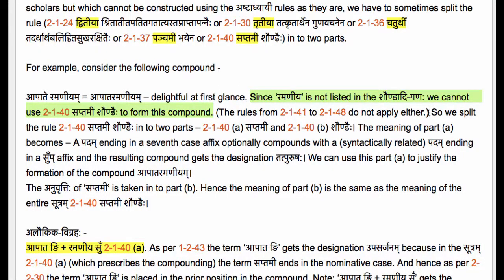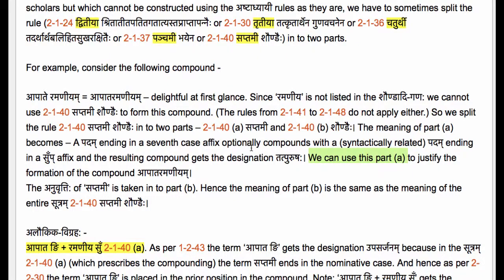So what we do is that we split the rule 2140 Saptami Shaundaihi into two parts. The first part we can call 2140A. That is just Saptami. The second part, 2140B, is Shaundaihi. The meaning of part A becomes: a padam ending in a 7th-case affix optionally compounds with a syntactically related padam ending in a suffix, and the resulting compound gets the designation Tatpurushaha.